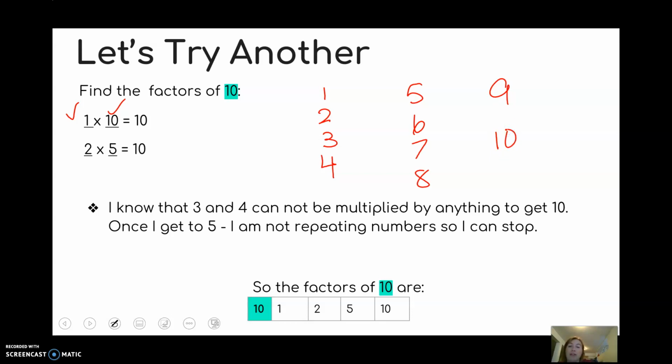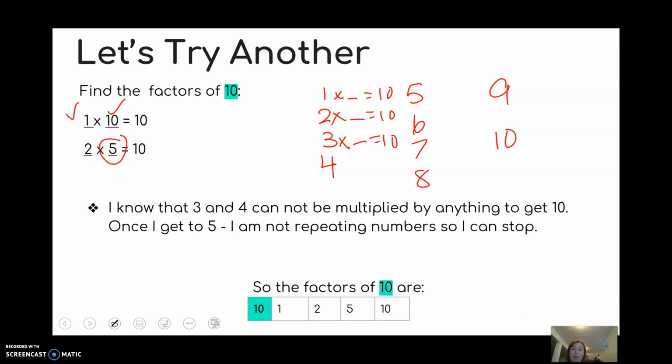You can do that, and you can say 1 times what equals 10. You can do that if that helps, but you don't have to. You can think about it mentally, and you can say, okay, let's go down the line. 1 was done, 1 times 10. Let's think about the multiples of 2. 2, 4, 6, 8, 10. So it would be 2 times 5, which is written here, equals 10.